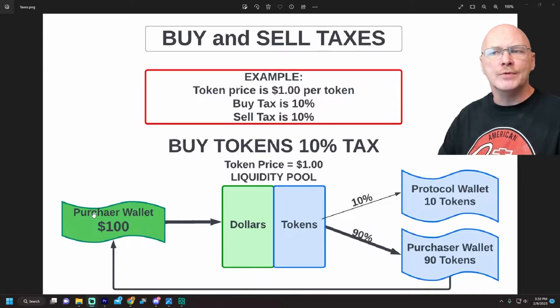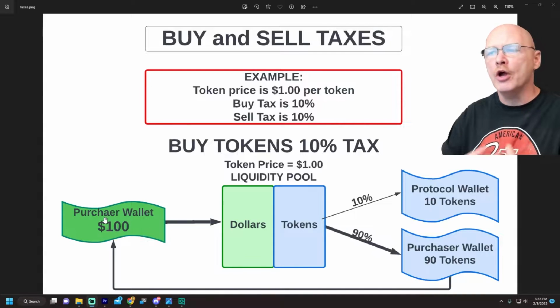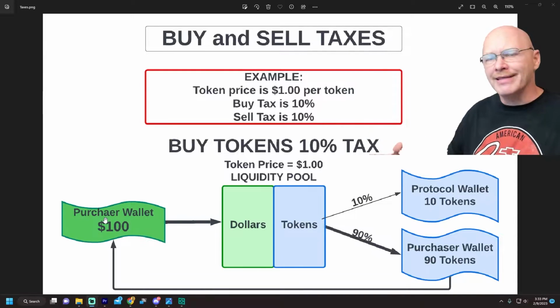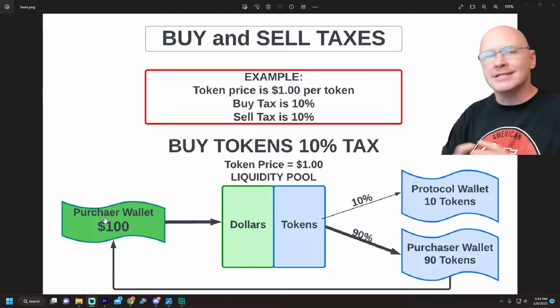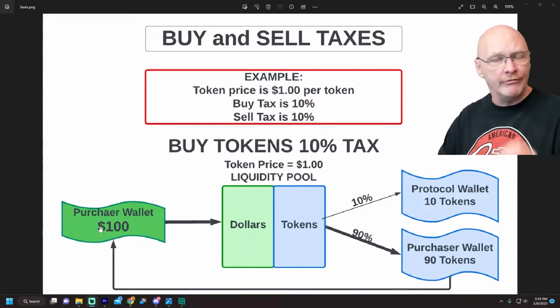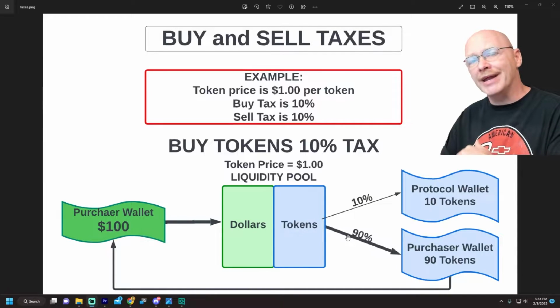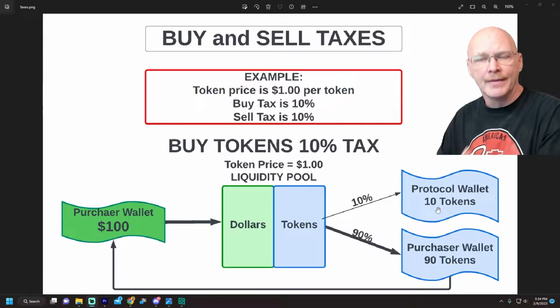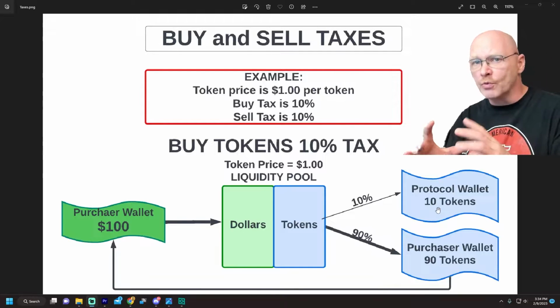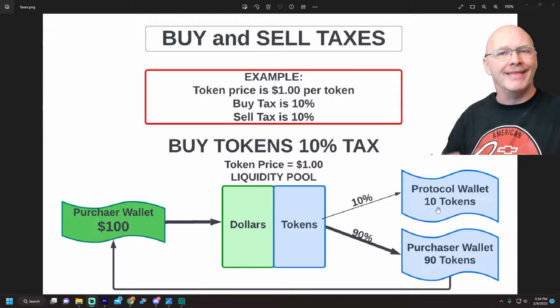Now, over here on the left, we see the purchaser's wallet. That would be us. If we're going to go into a protocol, whether we're paying with dollars or we're paying with a stable coin or something like that, it really doesn't matter. What matters is the value of that. So $100 worth of value, we're going to buy into this project that has a 10% buy tax. That means we're going to put $100 in. On the other side, we're going to get their tokens. We're going to get 90% of the tokens, totaling 90 tokens. With a 10% tax, their 10% is going to come out over here and go to the protocol wallet. So even though we put in 100 tokens worth, we're only getting 90 tokens out. Okay, that's a buy tax.